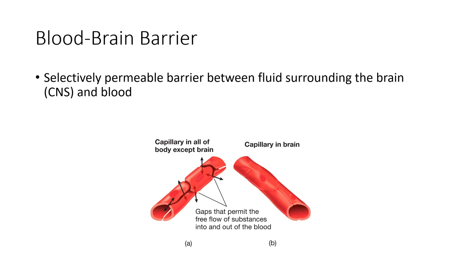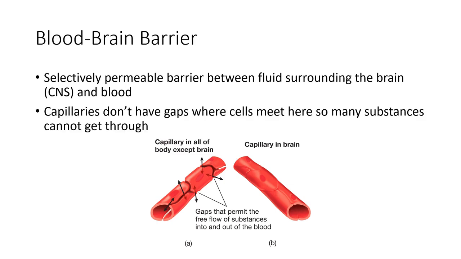freely. Now here we can take a look at capillaries that are everywhere in the body except in the brain. And you notice these little gaps here. These gaps permit substances to kind of free flow in and out. A capillary in the brain looks completely different. You notice here that you don't have those same gaps. So many substances can't get through either in or out. And again, this is a very good thing and what we want because we want a very protective layer around the brain.